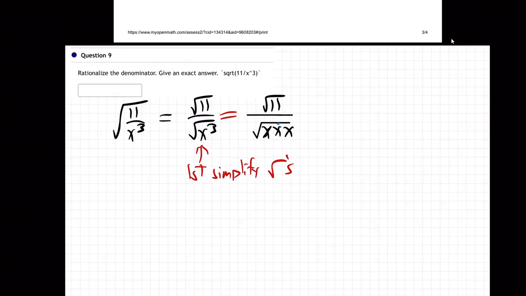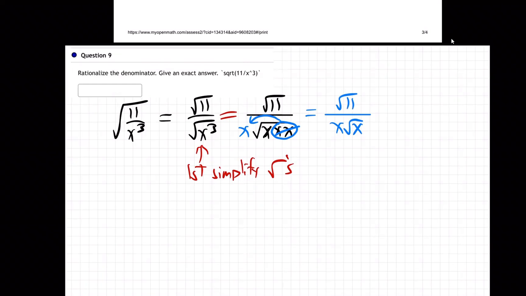2 for 1. Right, 2 x's in, 1 x out, and they're gone. So what do we have? Square root 11 over x root x. Does that make sense? It's a 2 for 1 deal. That's what roots always do. So do that first, simplify the root.